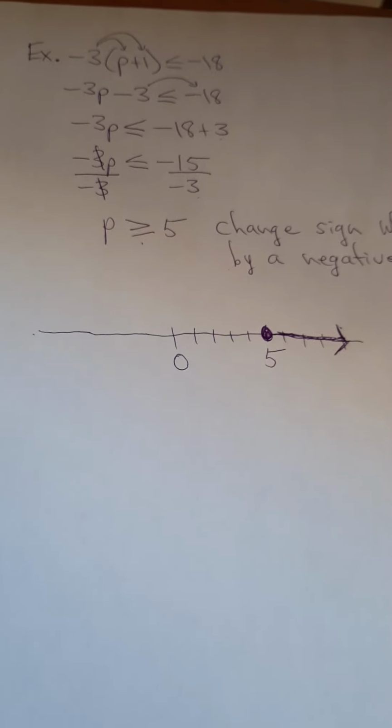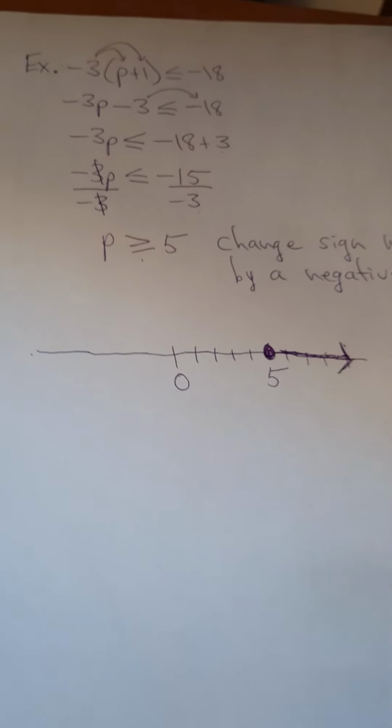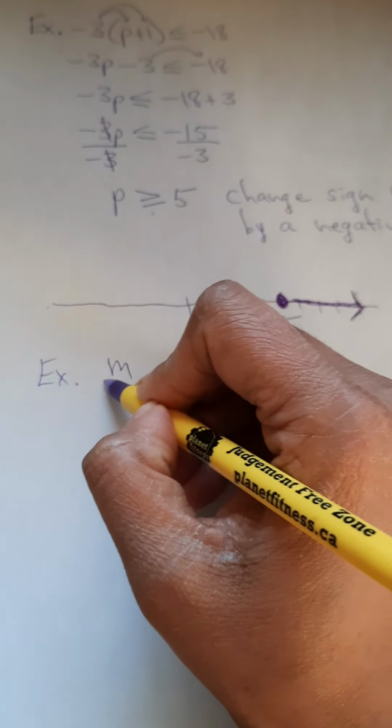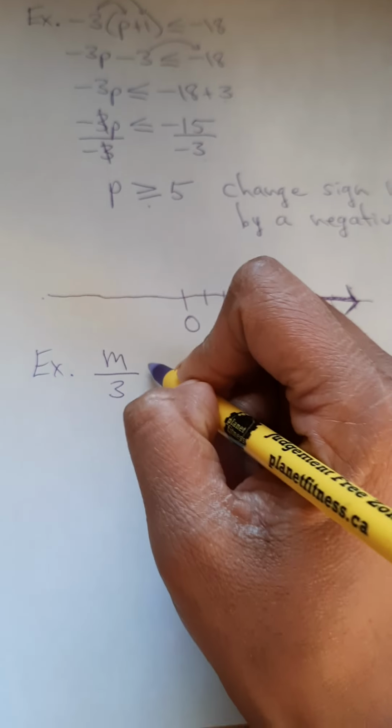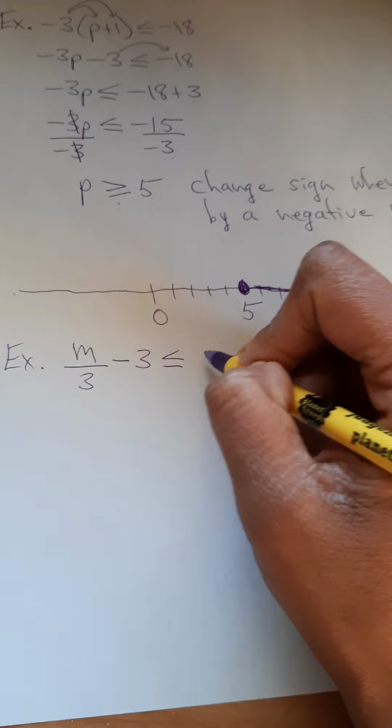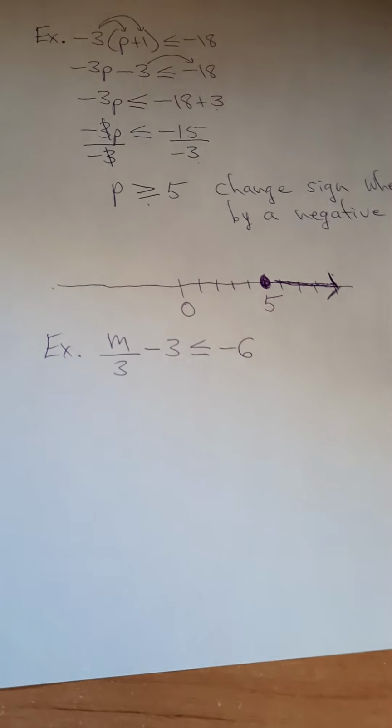Any questions so far? Good. Okay, let's try an example where we're using a fraction. So let's try this one. So this is m over 3 minus 3, and it's less than or equal to negative 6.